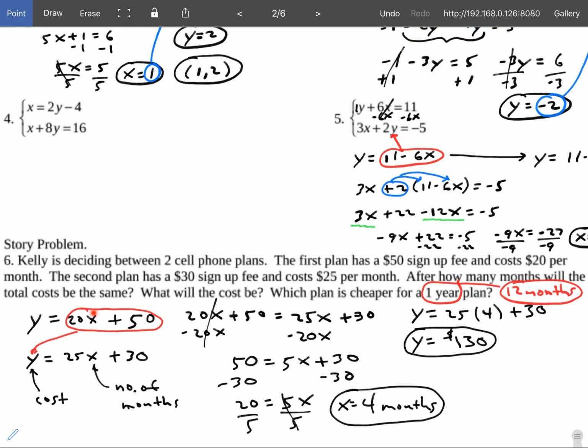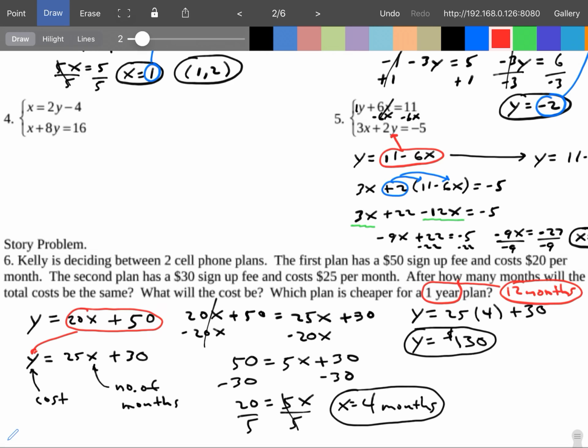If we plug 12 into the top original equation, 20 times 12 is 240 plus 50, so that would be $290. If we plug the 12 into the bottom equation for x, 25 times 12 is 300 plus 30, so that would be $330. So the top plan would be cheaper.